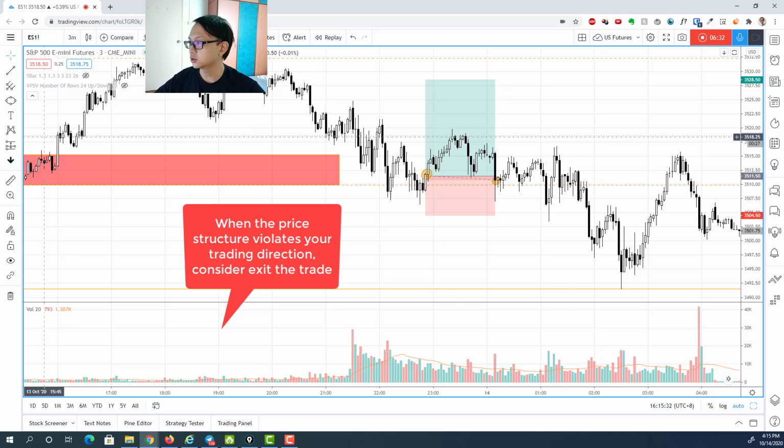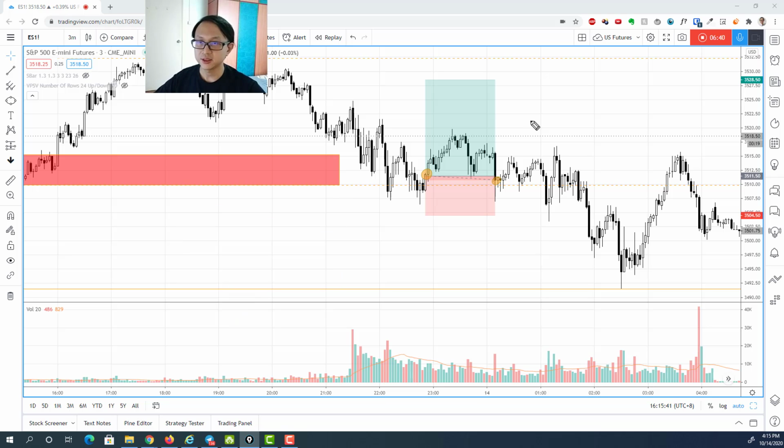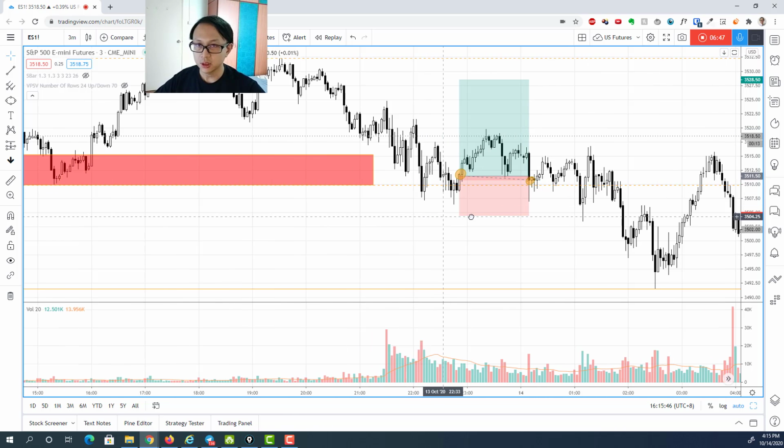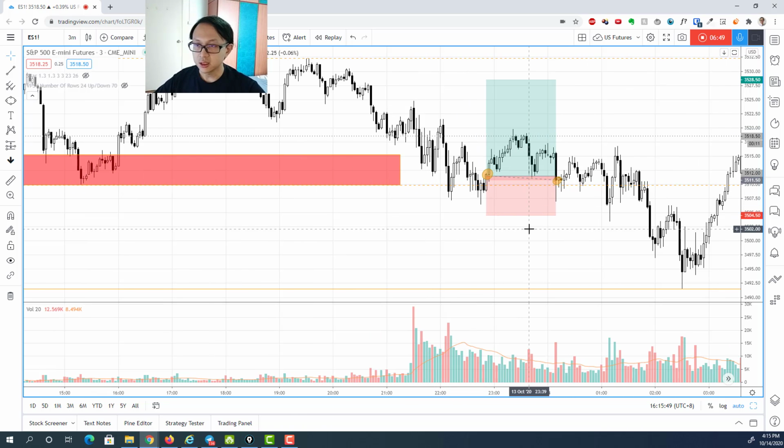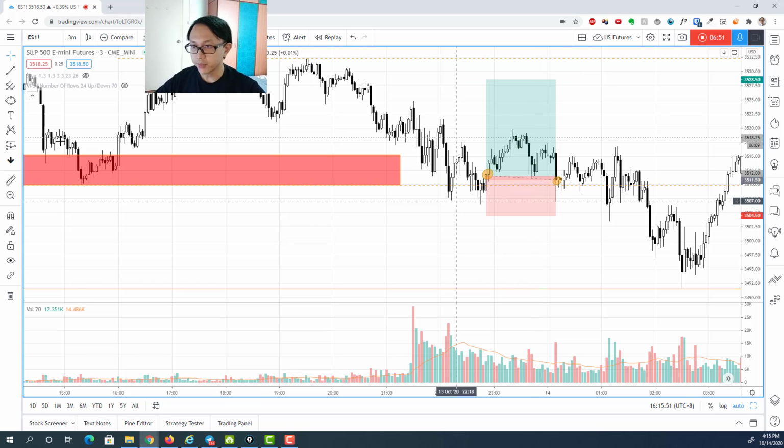Then we just need to look at the structure, and when the structure indicates that it's no longer in your favor, then you probably should exit the trade. Otherwise, some of the techniques that I like to use almost every day are trailing stops based on the confirmation bars, like the actual candle itself, and also based on the typical swing high and swing low based on the price structure.